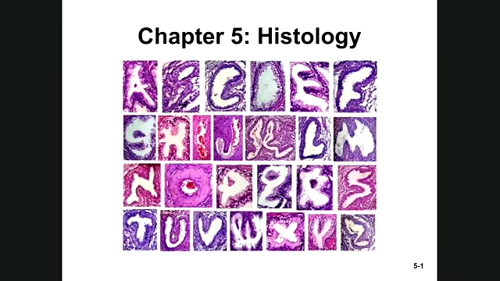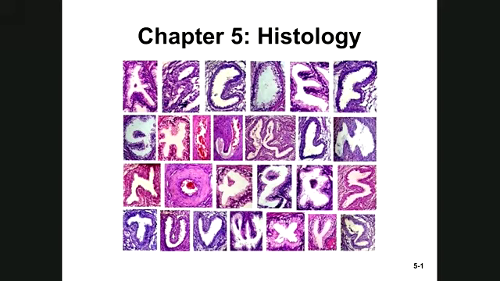Chapter 5, Histology and Tissue Organizations. We have trillions of cells in our body, and they are organized into more complex units, which we call tissues. Tissues typically are groups of similar cells and extracellular material that perform a common function, such as providing protection or facilitating body movement. The study of tissues is called histology.